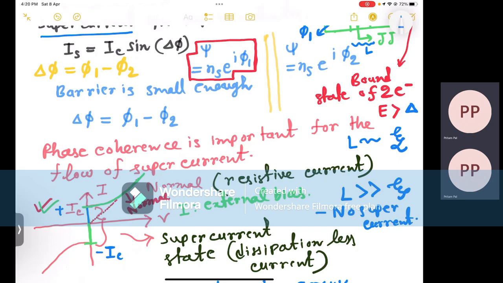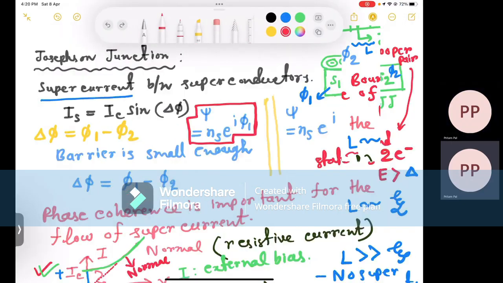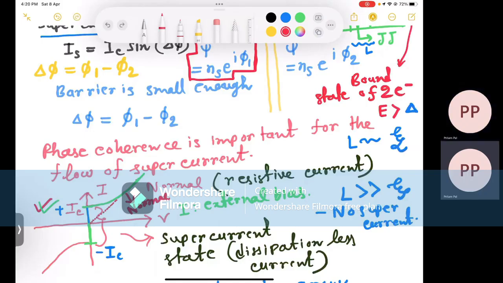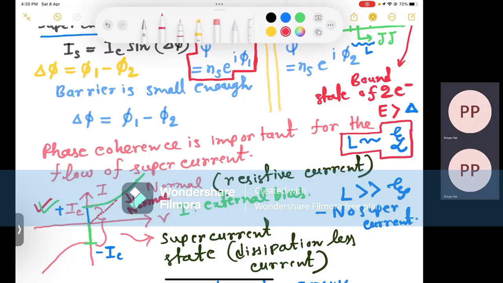So if the system size is comparable to the, sorry, comparable to the system size, only then, this I have shown to you already. So this has to be comparable with the system size. Otherwise, the phase of the superconductor will be completely destroyed.